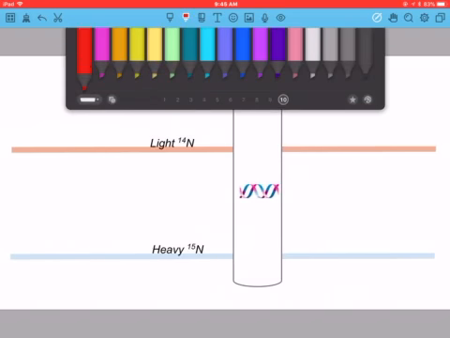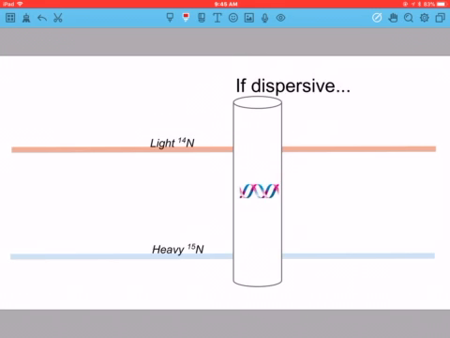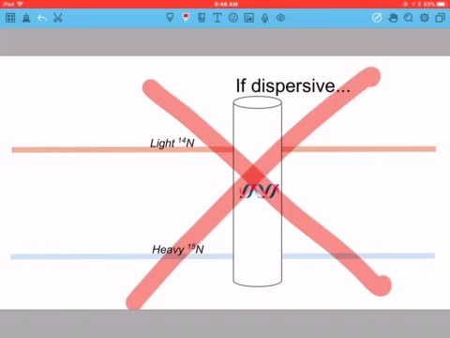Now, if replication were dispersive, then you would expect to continue to see only a single band in between N14 and N15. So that was not the case. So after the second generation, dispersive replication was no longer viable as a model.